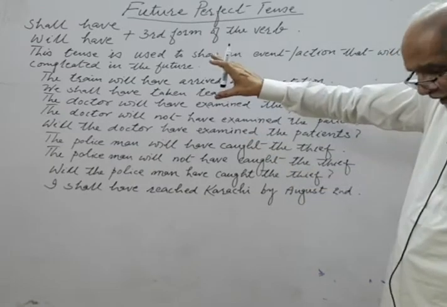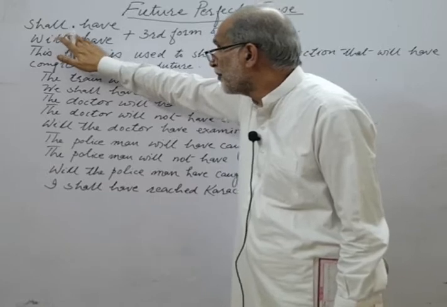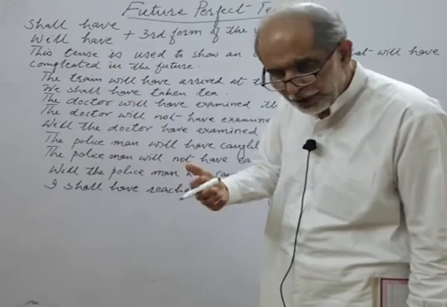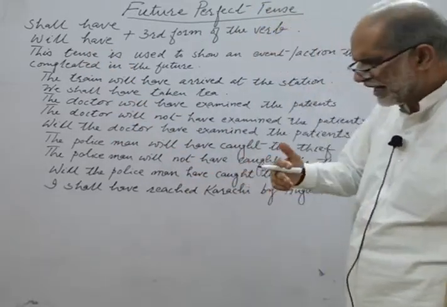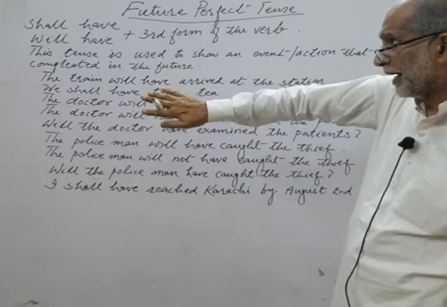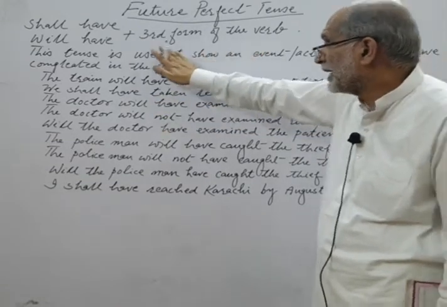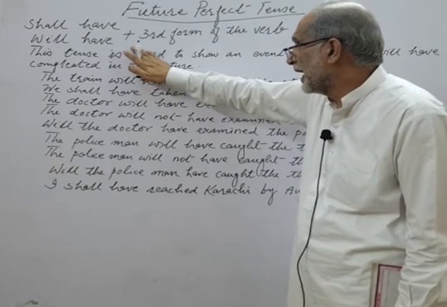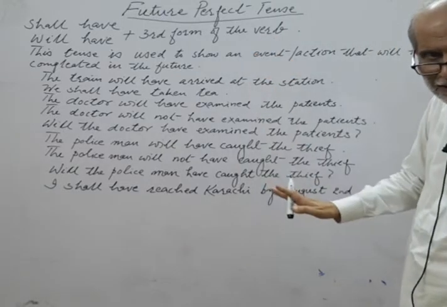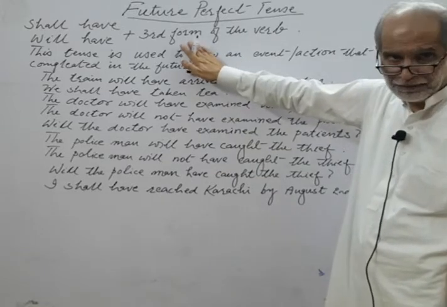Theek hai? And the basic thing that you will have to remember is the use of shall have and will have. Now, the use of shall and will is the same as we have been studying in future tense, where it is used, you have been explained very well. And after shall have and will have, we use third form of the verb. Is it clear? Shall have, will have, third form of the verb.